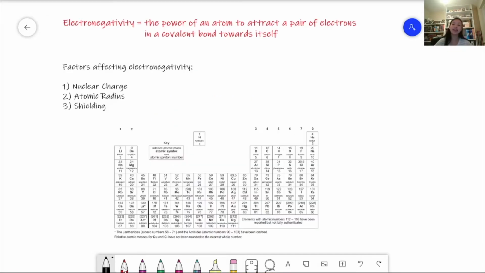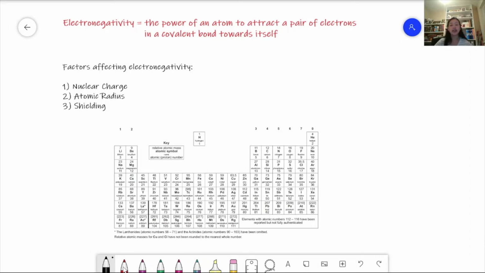So firstly, we're going to define electronegativity, and it's the power of an atom to attract a pair of electrons in a covalent bond towards itself. So basically what it means is that when two atoms are covalently bonded together, electronegativity is how much one of the atoms attracts the electrons in the covalent bond towards itself and away from the other one. And there are three factors which affect electronegativity.